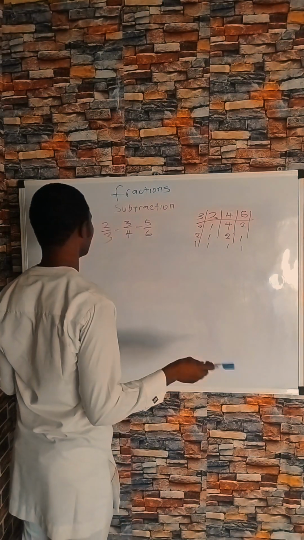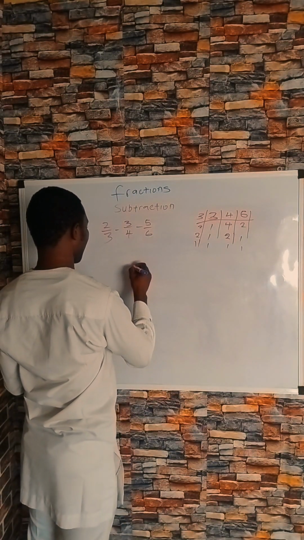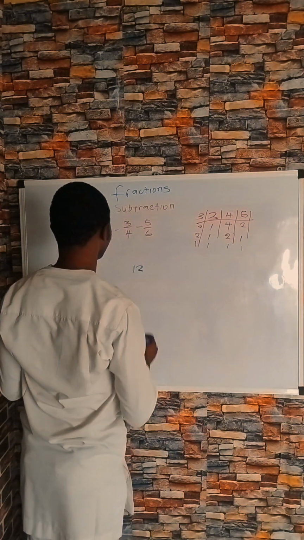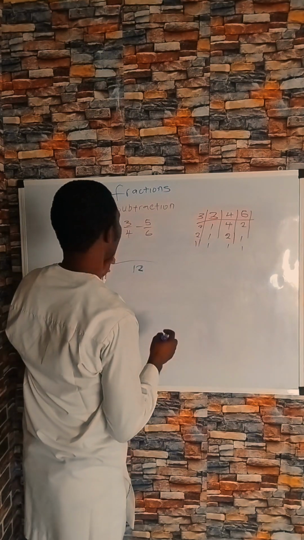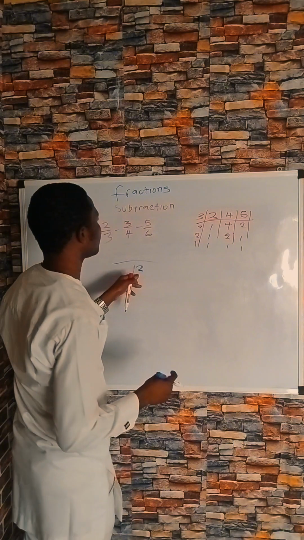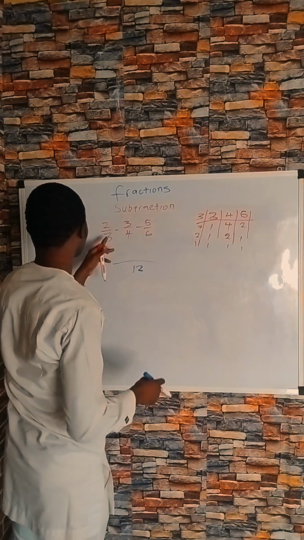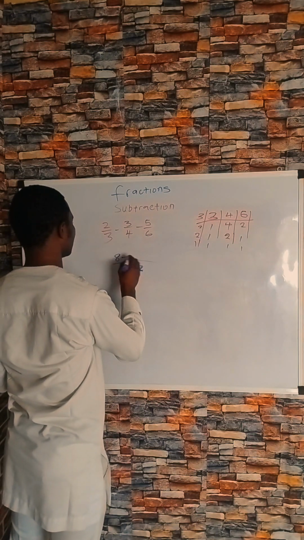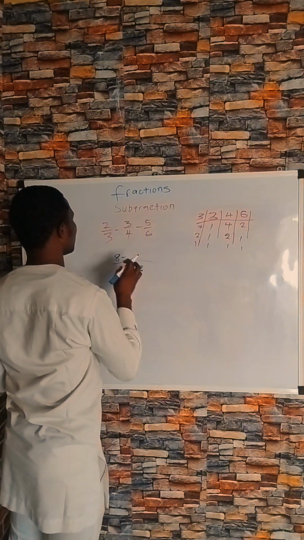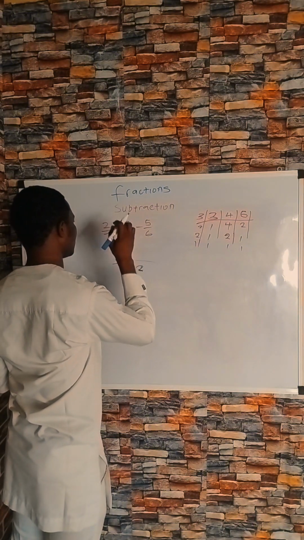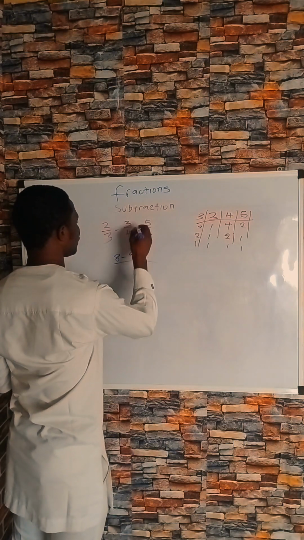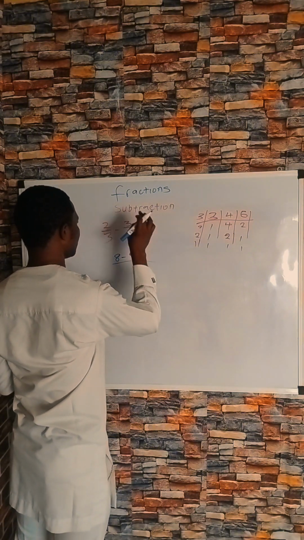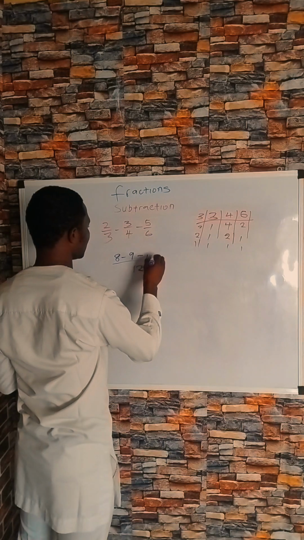So the common denominator will be 12. 3 in 12 will give you 4. So 4 times 2 will be 8. So bring down this sign. Minus 4 in 12 will be 3. 3 times 3 will be 9. Still bring down the sign. Minus 6 in 12 will be 2. 2 times 5 will be 10. So let's put down the 10.